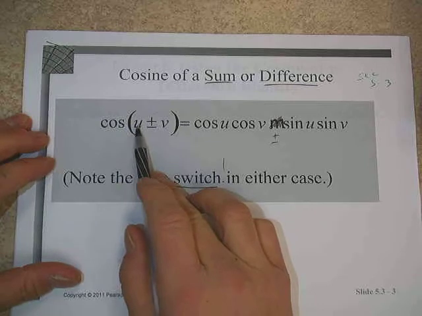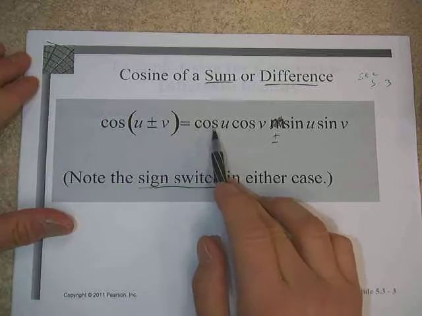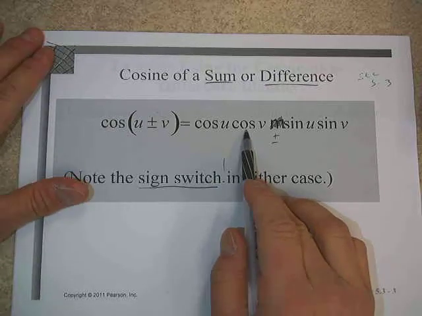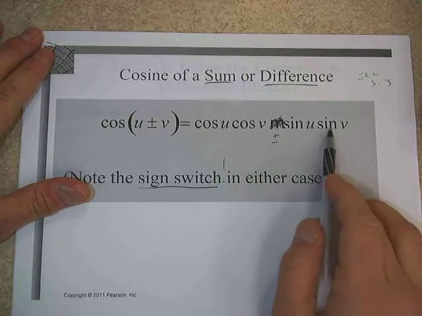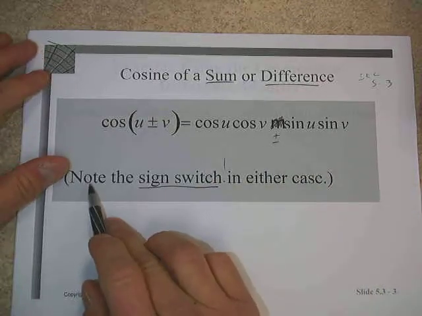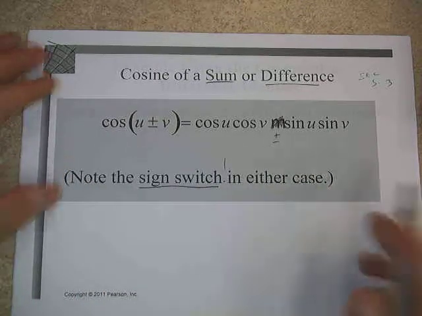The cosine of any two angles added together or subtracted from each other is always going to be equal to the cosine of the first times the cosine of the second, and then either plus or minus the sine of the first times the sine of the second. The key issue here with cosine is that there is a sign switch in either case.